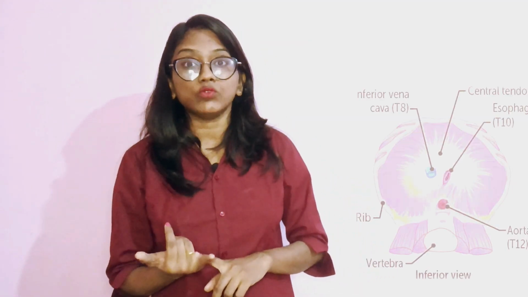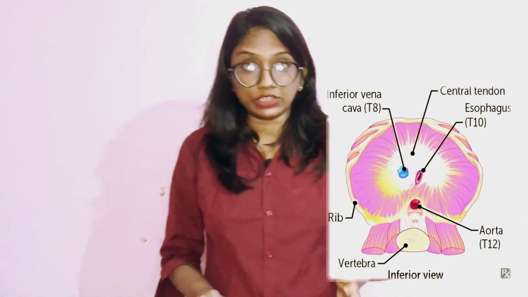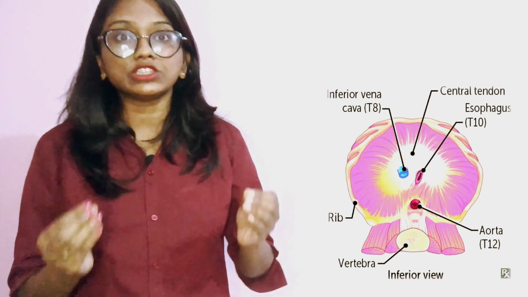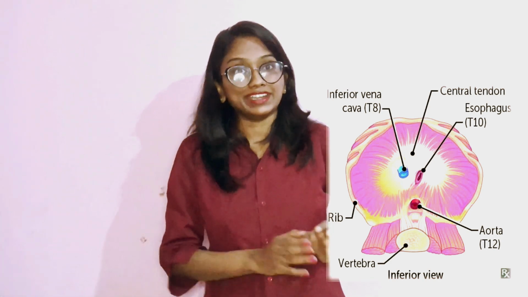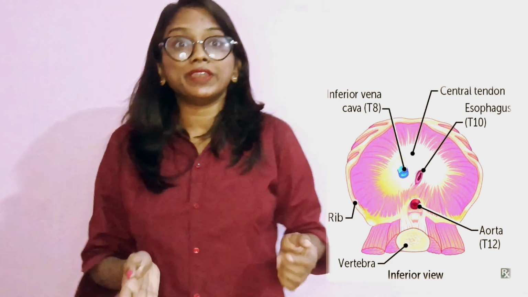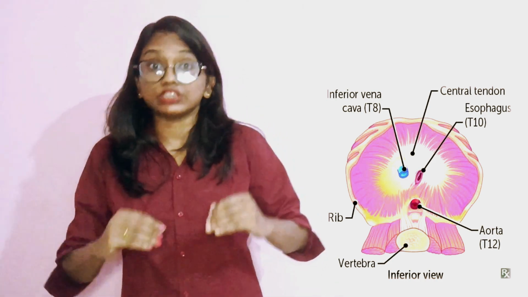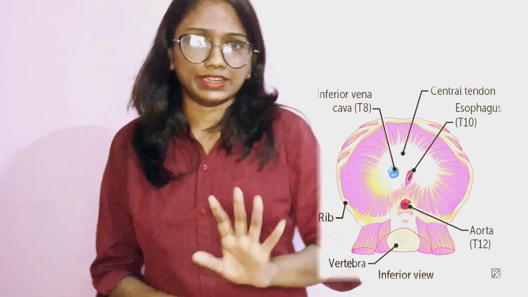But there are some openings in the diaphragm for major vessels. One is the vena cava opening, one is the esophageal opening, and another is the aortic opening. So where are they located? First, the vena cava opening is located to the right of the midline of the central tendon. The esophageal opening is to the left of the midline of the central tendon. And the aortic opening is located just at the central tendon.